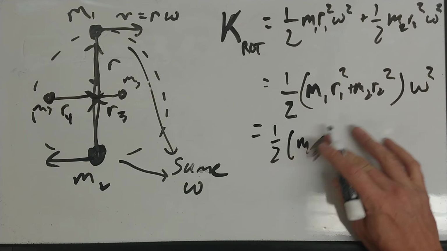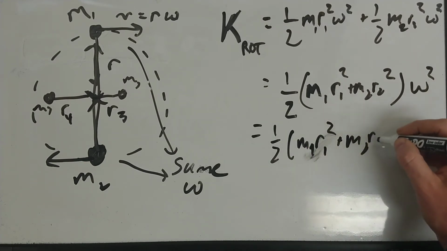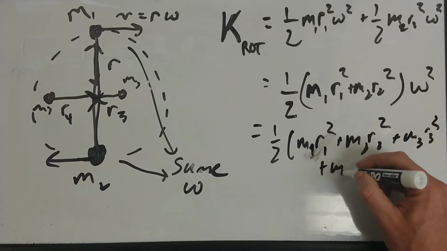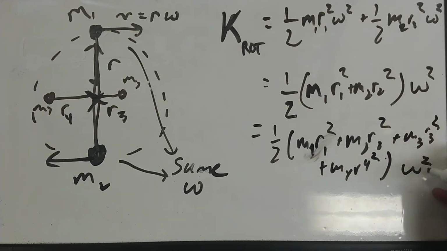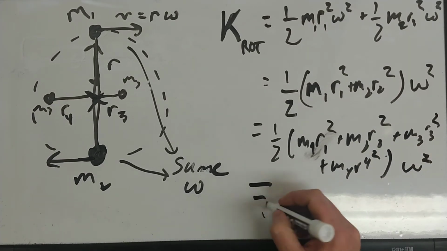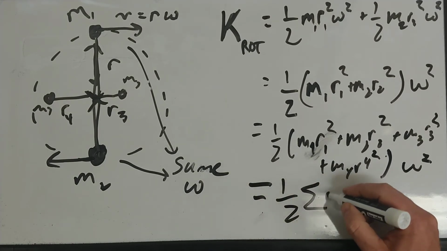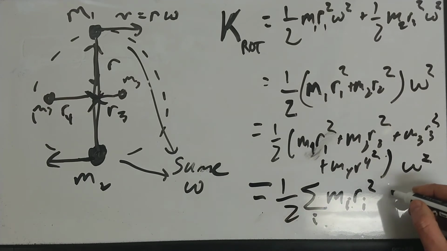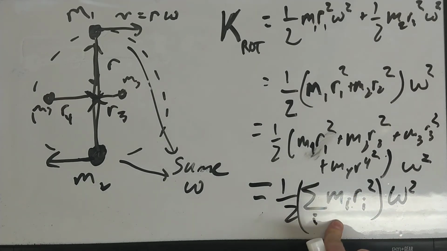M3, you keep adding those terms, right? R1 squared plus M2 R2 squared plus M3 R3 squared plus M4 R4 squared times omega squared. So what it comes out to be is 1/2 times the sum of the MiRi squared times omega squared. And that is our rotational mass, or moment of inertia.